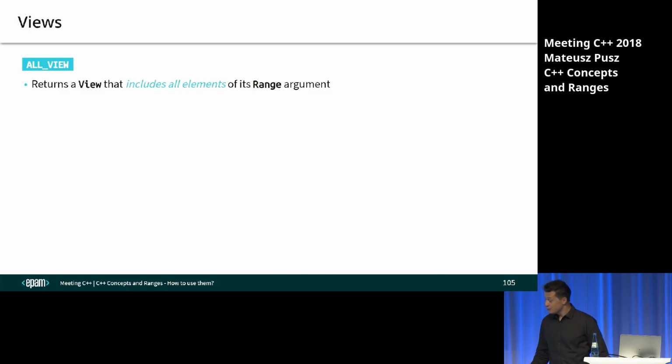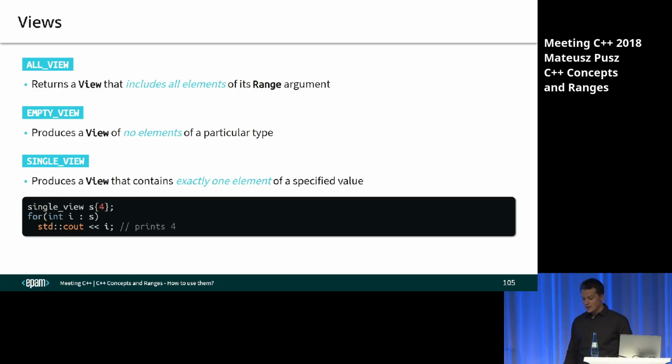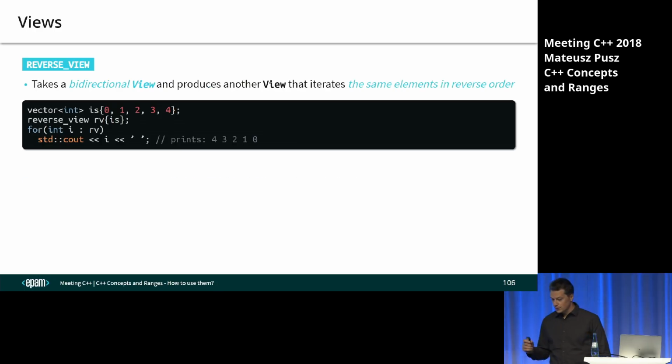All view is a view that returns everything from the range. Empty view is an empty view. Single view is a view that has only one element. Reverse view is a bidirectional view that produces another view that has the same elements but in reverse order. So when we have a vector of integers and we have a reversed view, we can print all of them and we'll find out that they are printed in reverse order.